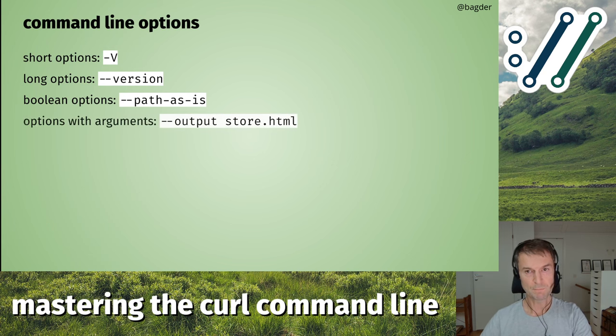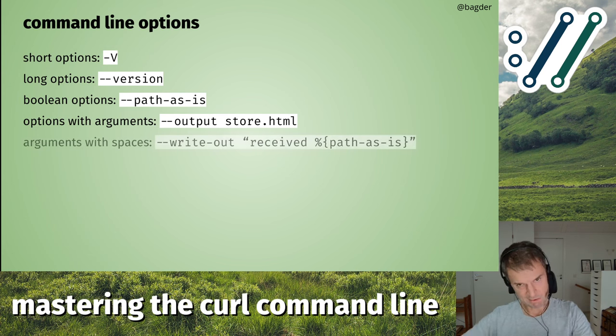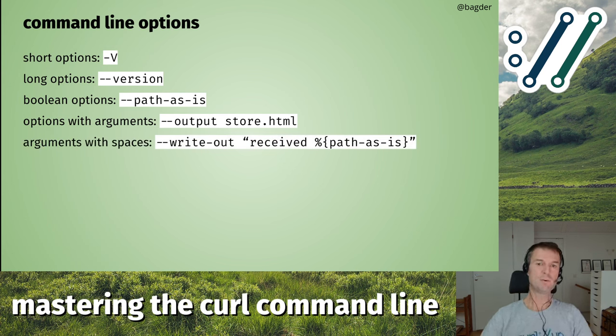And then some of the options are not Boolean, they take arguments. Like, I want to store the output somewhere. Then we have this --output option and a space in between, and then the argument to the option. In this case, store.html being the argument to the output option. If you want to do them with spaces, you usually have to do them with double quotes around them, because otherwise the shell will do something else for you.